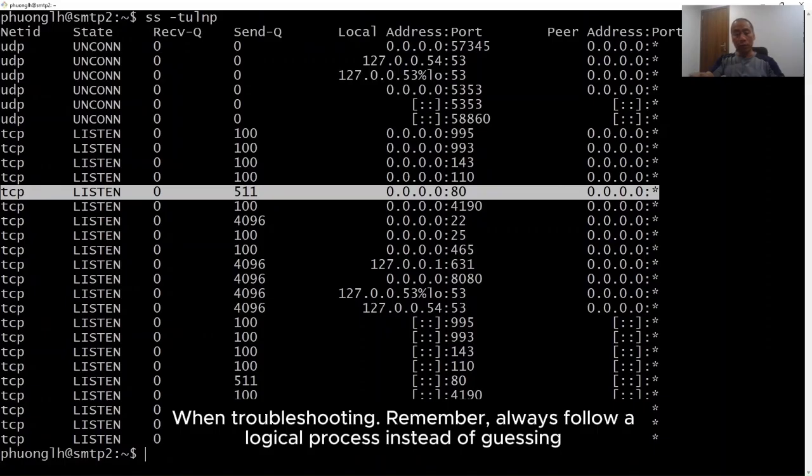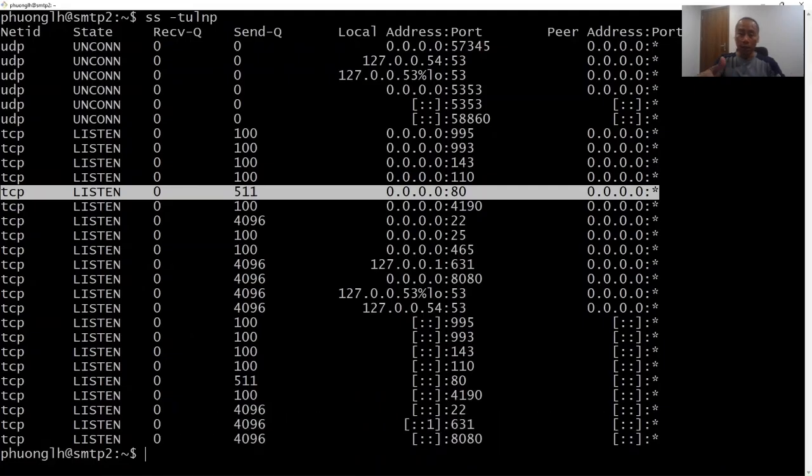When troubleshooting, remember to always follow a logical process instead of guessing randomly.